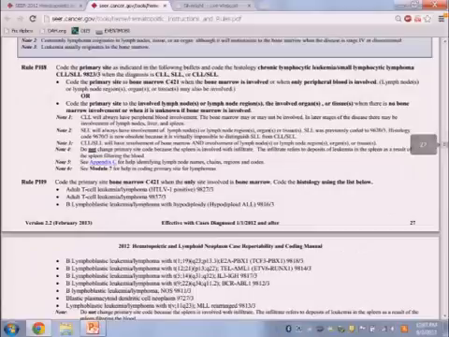Code the primary site to bone marrow when the only involved site is bone marrow. Oh, but we have skin involved too, don't we?